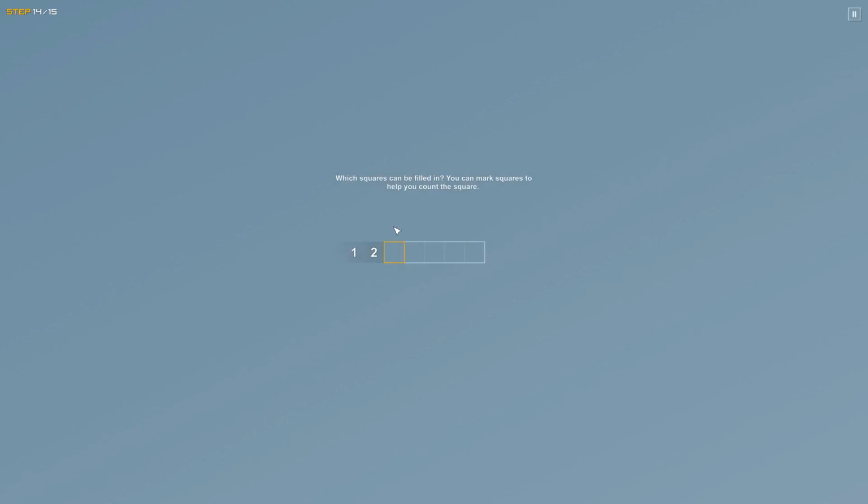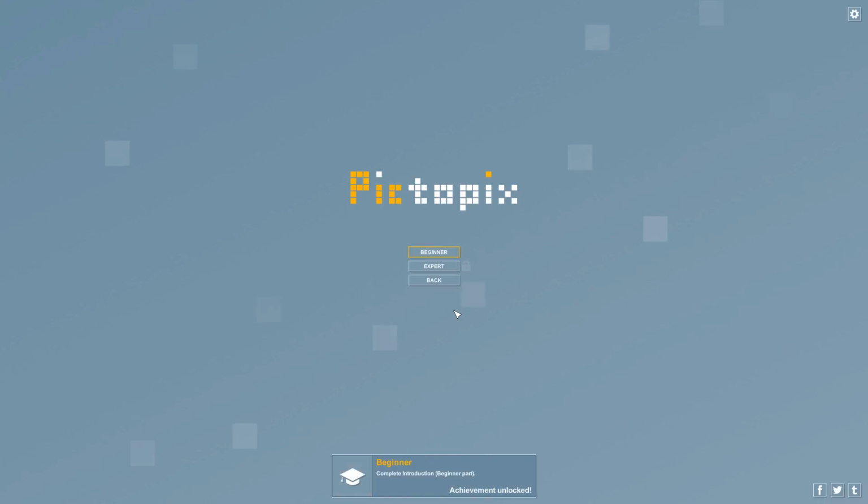Kind of a strange idea. And then this one, I really have no idea how this one works. It just says 1, 2. Which squares can be filled in? You can mark squares to help you count the square. So like 1, 2? Yeah, see, I don't understand this one. And if we go from the right, it'd be 1, 2? No. Wait, what? I didn't understand that last one, but let's go ahead and go to the full game.